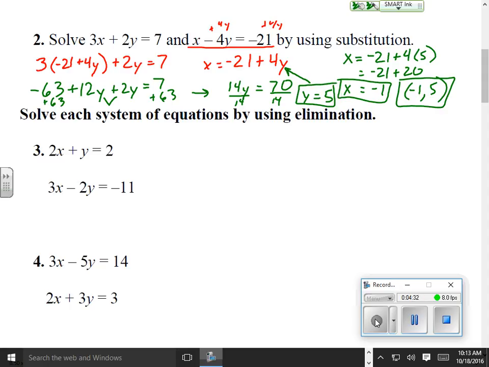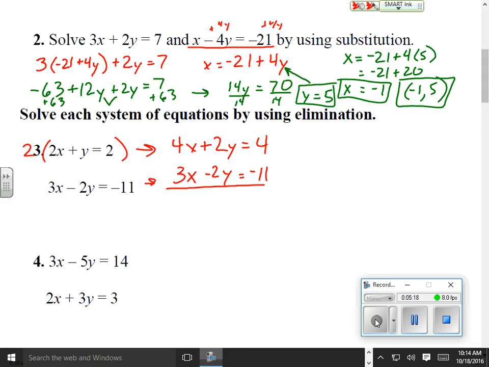On number 3, we want to use elimination. So we either want the x's to drop out or the y's to drop out. But in order for that to happen, they have to have the same coefficients, but opposite signs. Since we already have opposite signs here on the y values, it would be easiest just to multiply the top equation by 2 and form 4x plus 2y equals 4. I won't change the second equation. Leave it as 3x minus 2y equals negative 11.